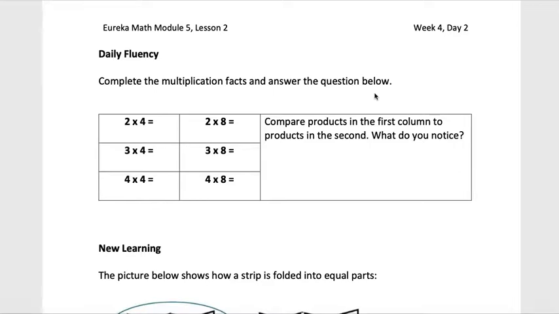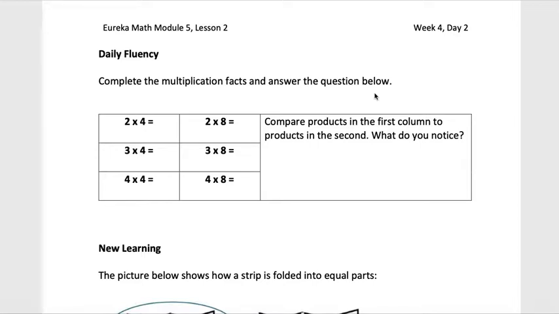So here is day 2 of week 4 in your packets. And you can see this is coming from lesson 2 of module 5. Your fluency that you will be asked to work on is to complete the multiplication facts and answer the question below. I would like for you to really be practicing your multiplication facts. One of the most important skills of all third grade is to memorize your multiplication and division facts.